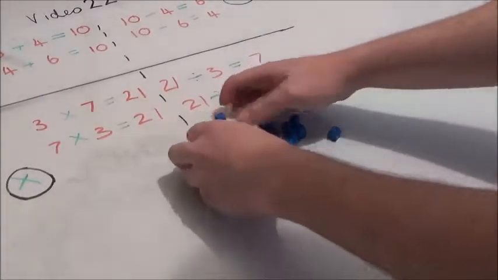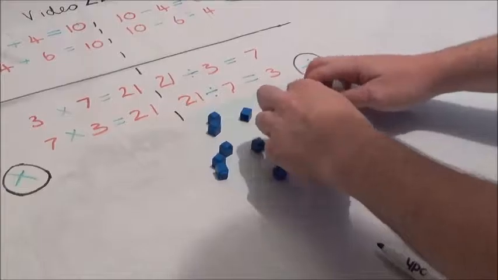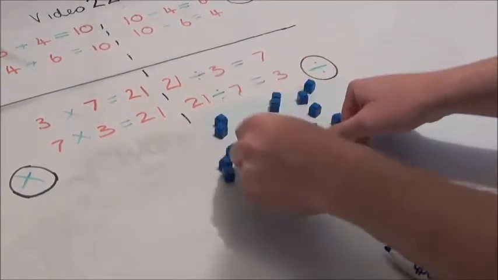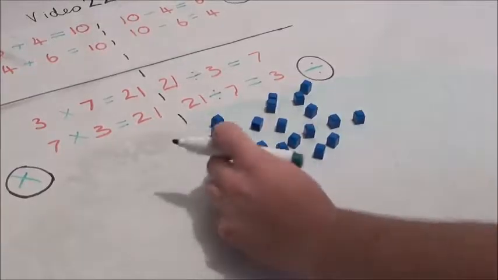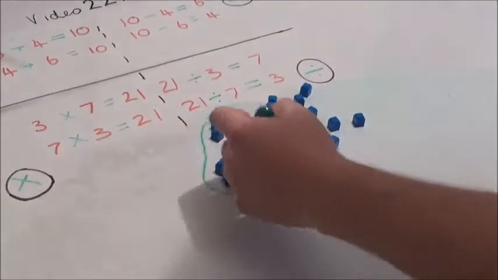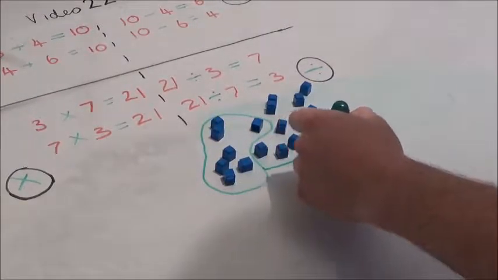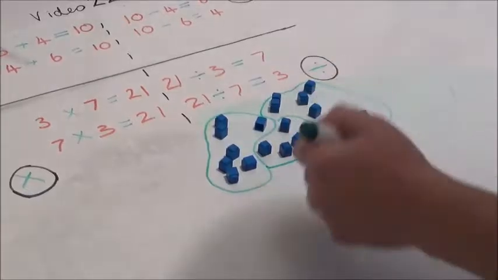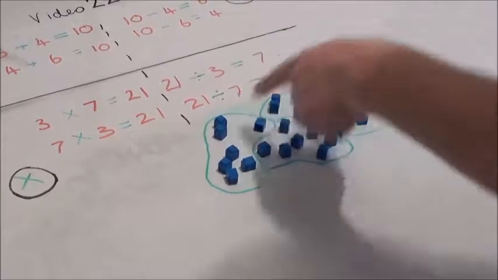Or spread them out enough. 1, 2, 3, 4, 5, 6, 7. 21 divided into 7 is 3.